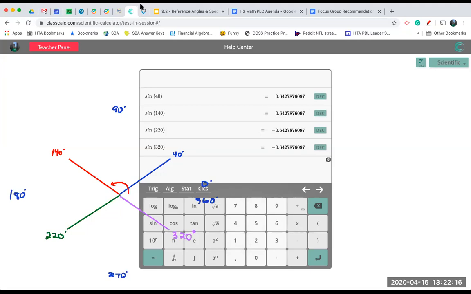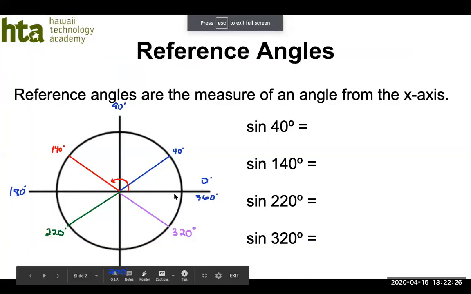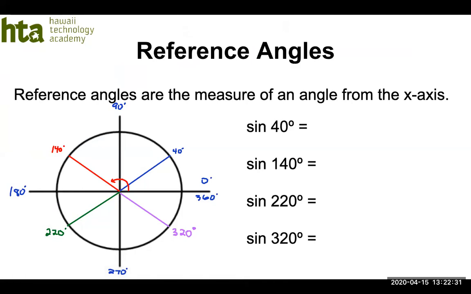These are all 40 degrees away from the x-axis, and since a reference angle is measured from the x-axis, that means all of these have a reference angle of 40 degrees. All of these angles have a reference angle of 40 degrees because they are all 40 degrees away from the x-axis, all around. So a reference angle has to be formed from the x-axis.